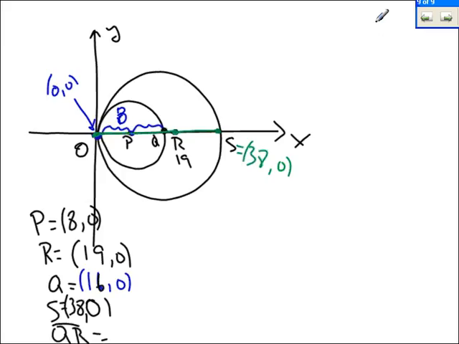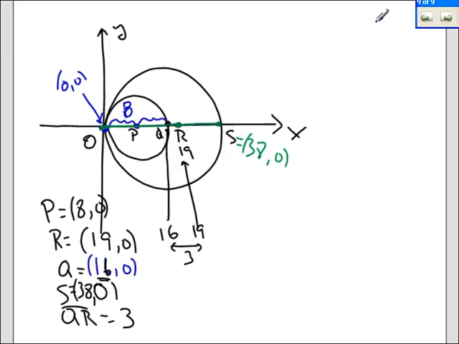And what's QR? Well, Q is 16 on the x-axis. I mean, everything's on the x-axis. And R is at 19. From 16 to 19 is 3. That finishes that problem.